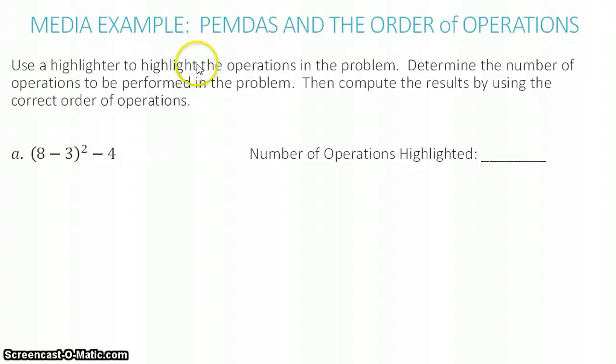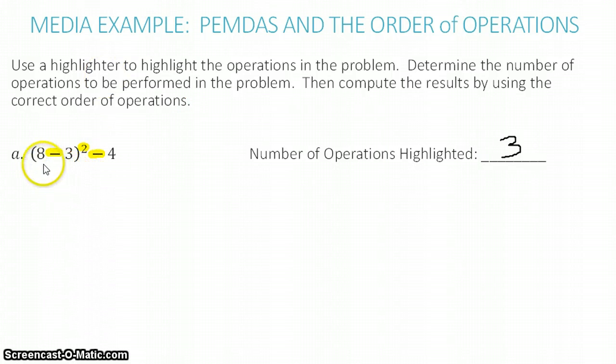So again, we're going to use a highlighter to highlight the operations, determine the number of operations, and then compute the result. So in parentheses, we have 8 minus 3, and that needs to be squared, minus 4. So notice there are 3 operations to be performed. We need subtraction, we need to raise a quantity to an exponent, and we have another subtraction. So there are 3 things we need to do here. Now let's follow the order of operations.